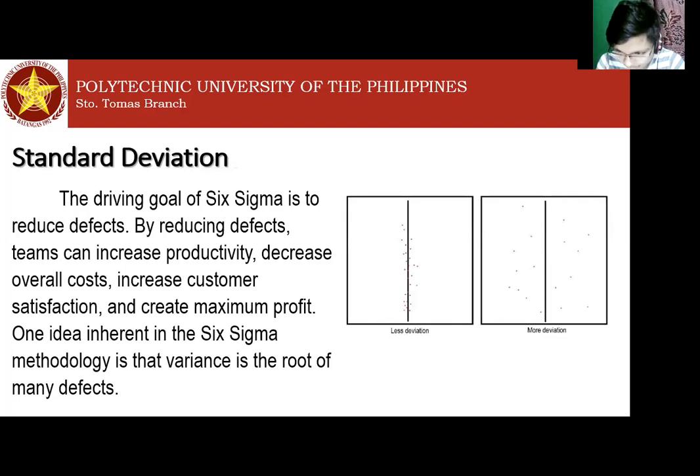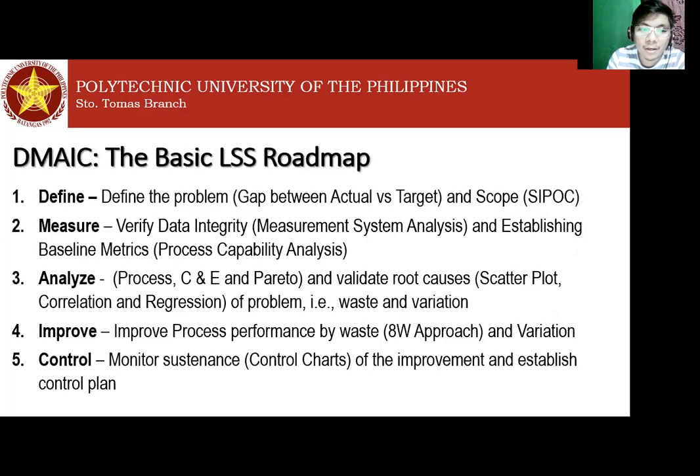For example, here in the figure, as you can see, the graph with less variation or less deviation compared to the graph with more deviation. So if we set this one as the mean of our data, sabihin yung mga data natin, yung ibang data malapit dun sa mean. So yun yung sinasabi natin na less deviation.